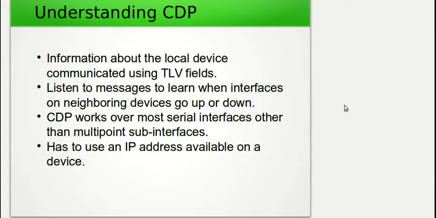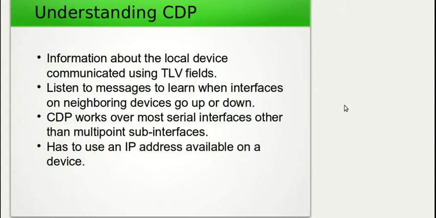With CDP, a switch can listen to the messages and use them to determine when the interface on a neighboring switch has gone down. The reason why is because it will stop receiving those packets, and we'll be able to tell that the interface on this device has gone down because I'm no longer receiving packets from this device. Or maybe an interface has gone down because the device stops listing that interface in the CDP advertisement.